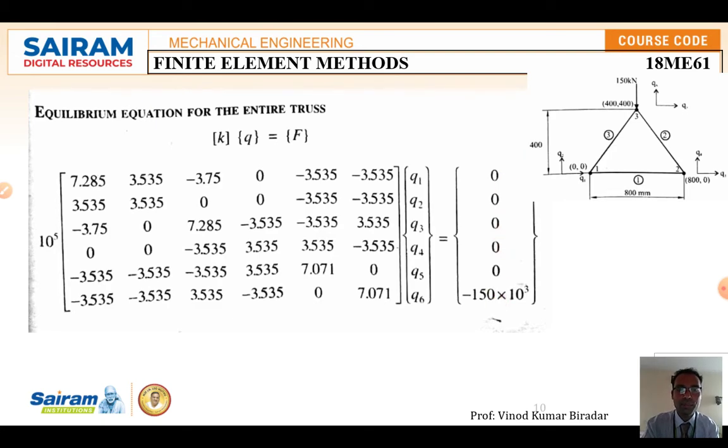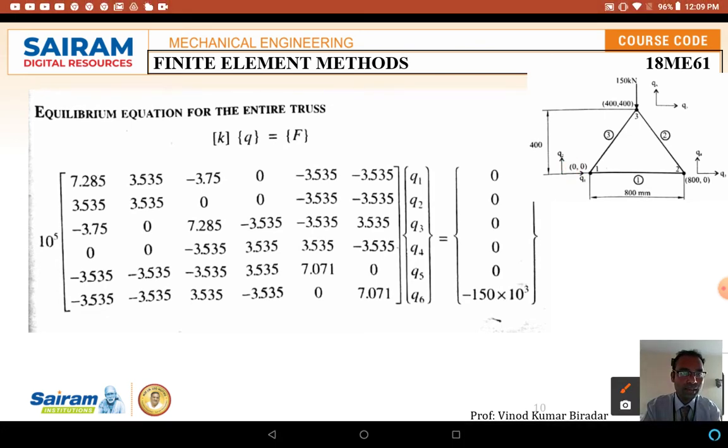Okay, so after applying this, look at the diagram. Node number 1 and node number 2 are going to be fixed. At node number 1 the fixed support is there, so you have to delete the first row and first column. How many degrees of freedom will be there at node number 1? Two degrees of freedom, that is Q1 and Q2. In the given diagram they gave fixed, so you have to delete like this, the first row and first column.